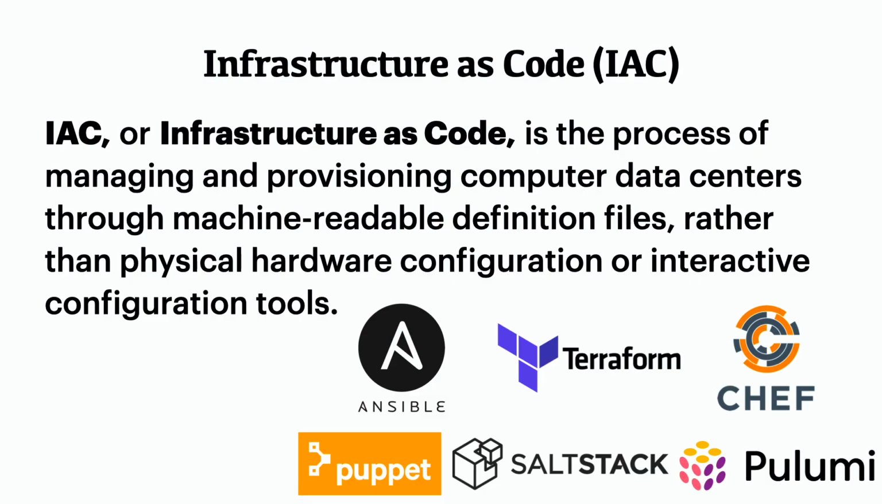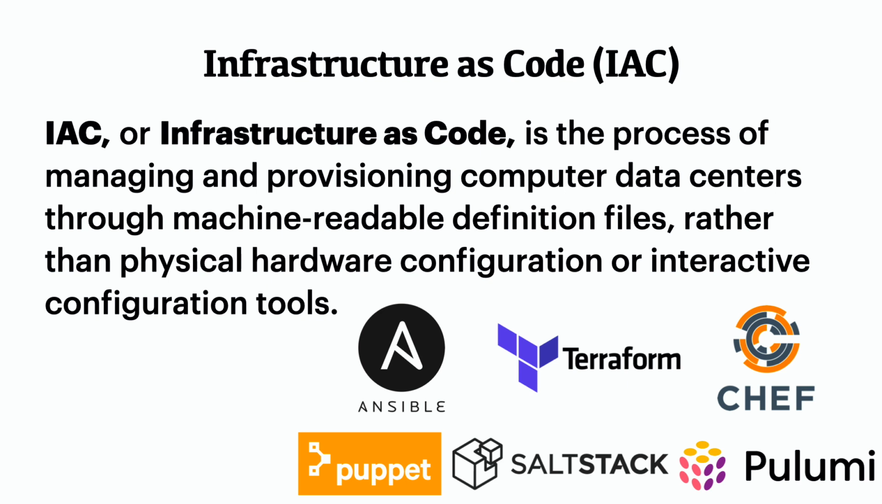IAC, or infrastructure as code, is a process of managing and provisioning computer data centers through machine-readable definition files, rather than physical hardware configuration or interactive configuration tools. Although the area of IAC is relatively new compared to DevOps automation pipelines, there are already so many IAC tools out there, and new technologies are getting developed even as of this moment. And I'm glad to say that most of them are open source projects.